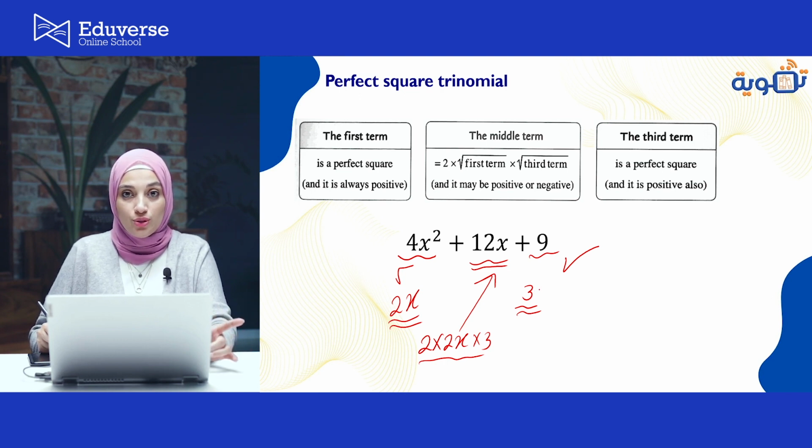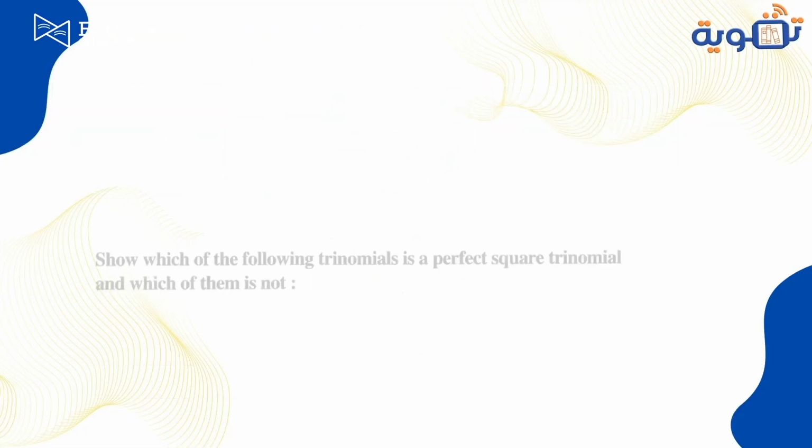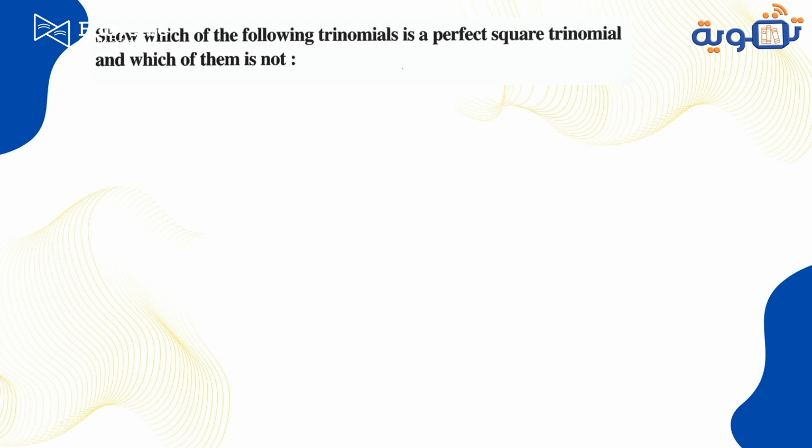By the way, you have to notice something very important. The first term and the third one are always positive. They can never be negative numbers. So let's try another example here. How to know it's a perfect square or not. Show which of the following trinomials is a perfect square trinomial and which of them is not.